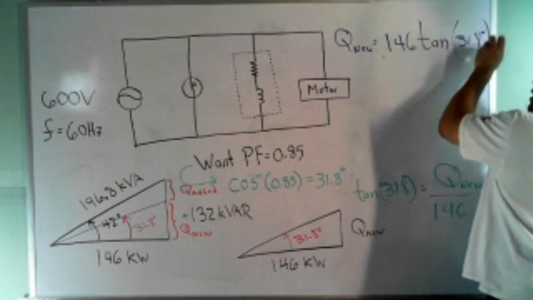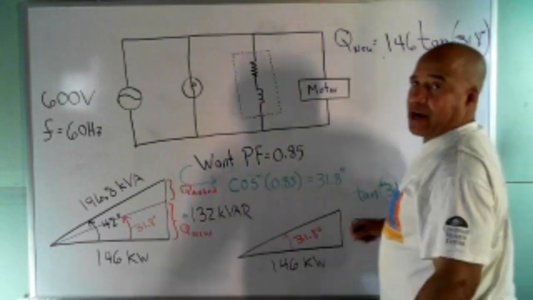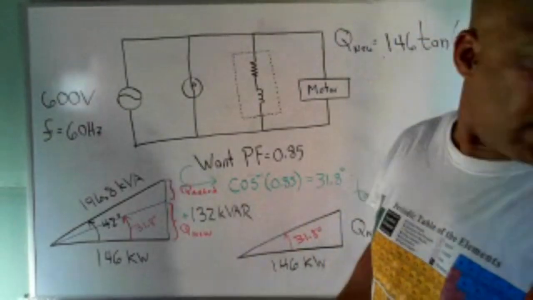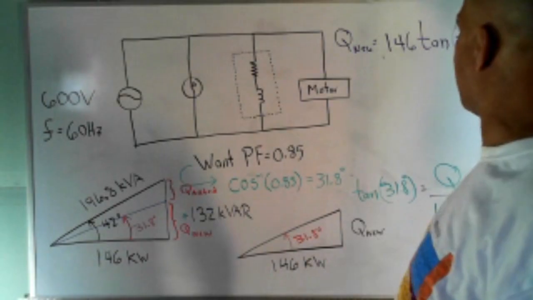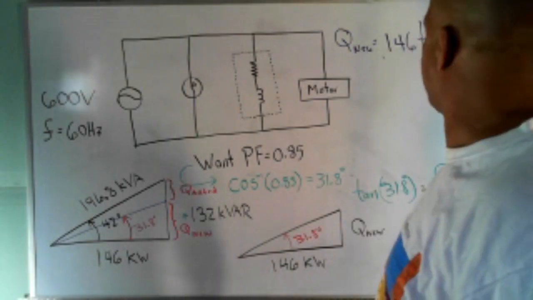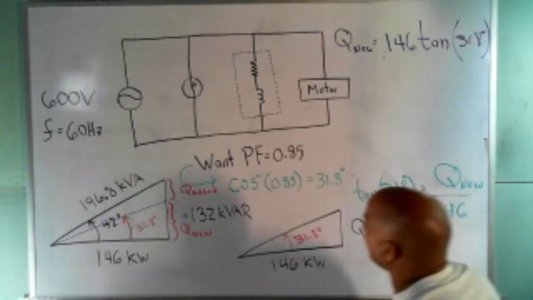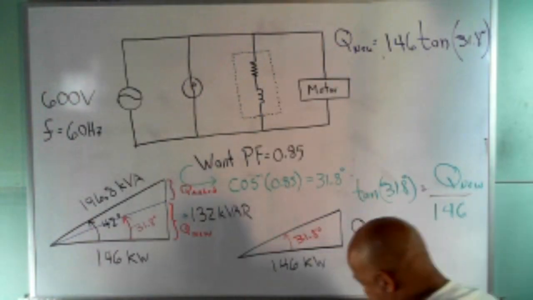31.8 degrees. Now, I don't have a calculator. I don't know if I told you guys, I lost the calculator I've had for years. I can't find it anywhere. So I'm going to need somebody to calculate that. Make sure you're in degrees and not radians. Well, give me 146 times tangent of 31.8. Let me know what that is.